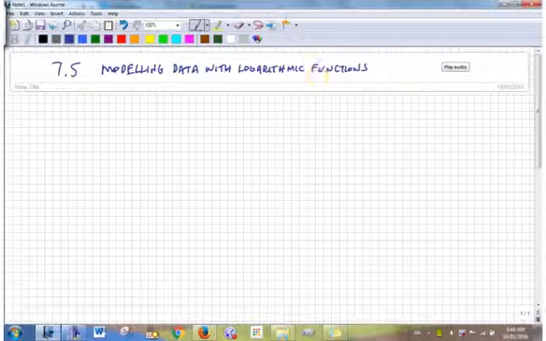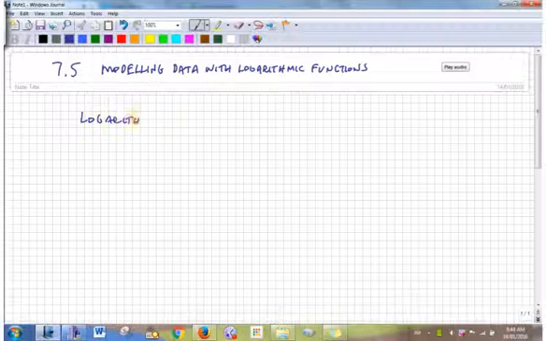All right, 7.5, model data with logarithmic functions. We're going to look at logarithmic regressions. Logarithm, again, what is that? It is actually closely related to an exponential function. It is mathematically the inverse of an exponential function.